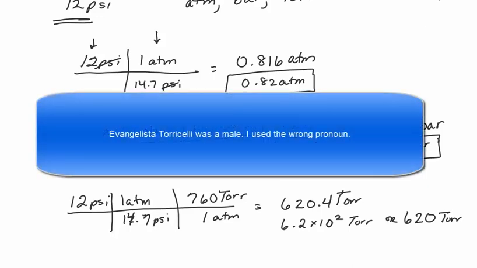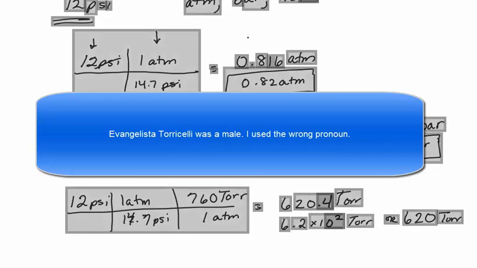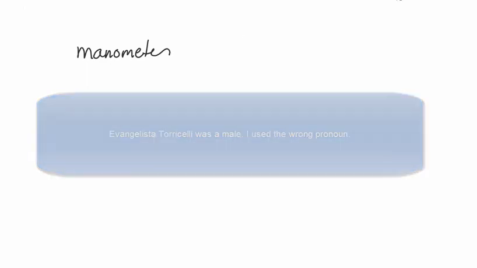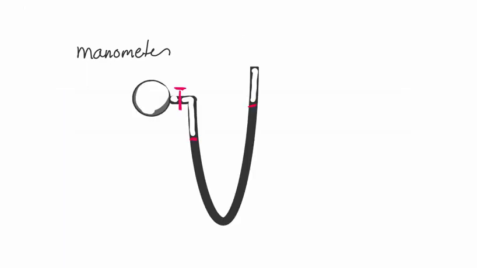Now, I mentioned the torr was named for a scientist named Evangelista Torricelli, an Italian physicist and mathematician, who discovered and designed the barometer. The barometer is used to measure our air pressure. Now, the manometer is a similar device that's used to measure blood pressure, but it's also used to simply measure the pressure of a gas in a closed system.